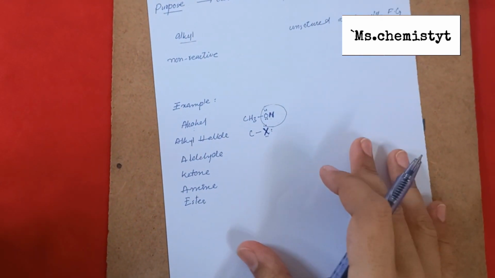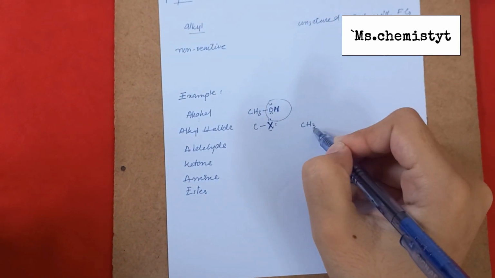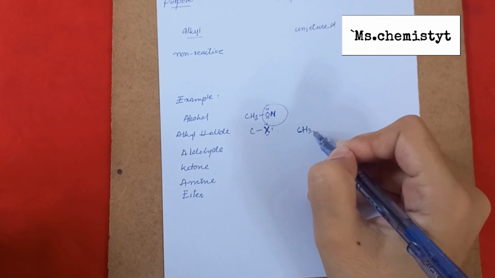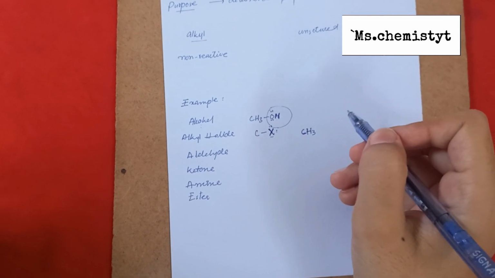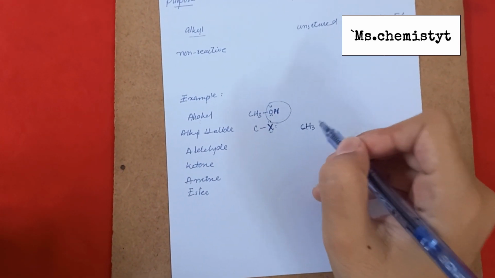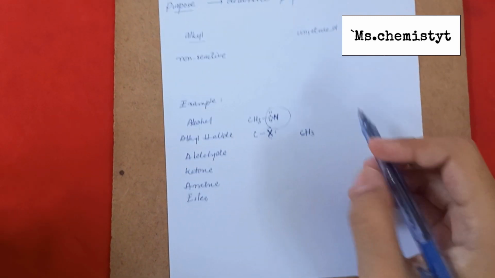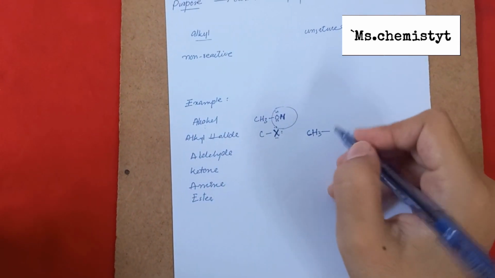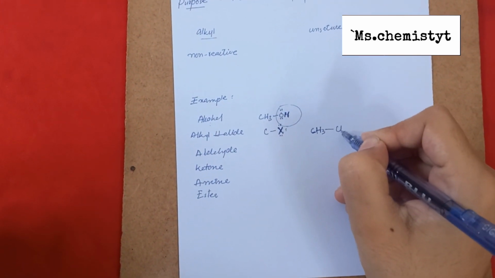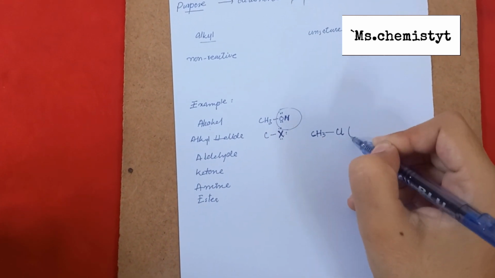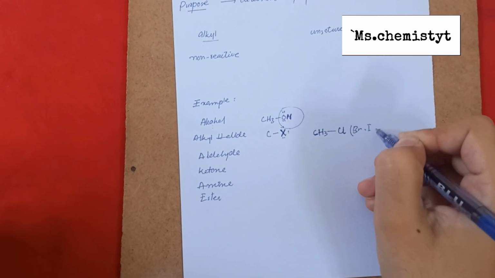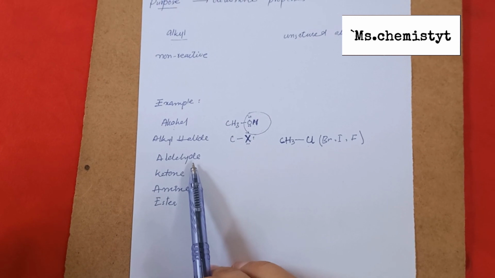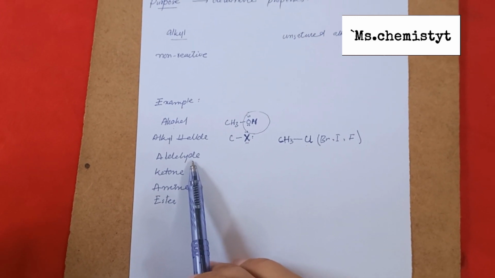Okay, if I write an example of the alkyl halide here: methyl. Whenever we remove one hydrogen from methane, it becomes the methyl group. Methyl will attach with a halogen atom. Here I am choosing the chlorine atom, or it can be bromine, iodine, fluorine. So here we have the third example of the functional group, that is aldehyde.